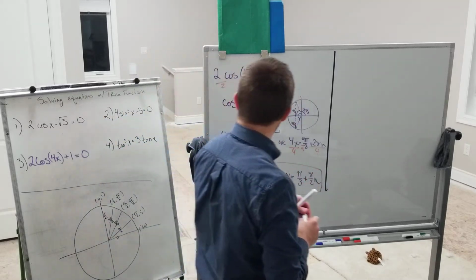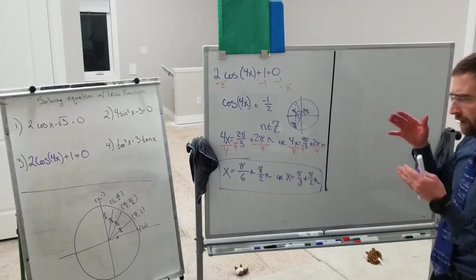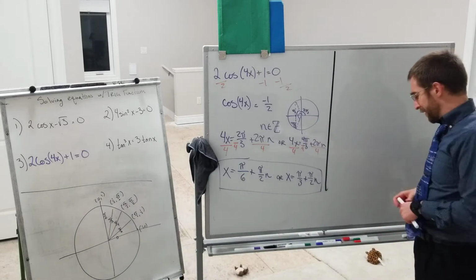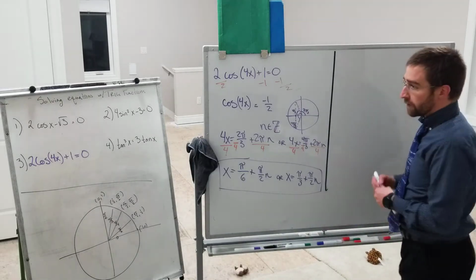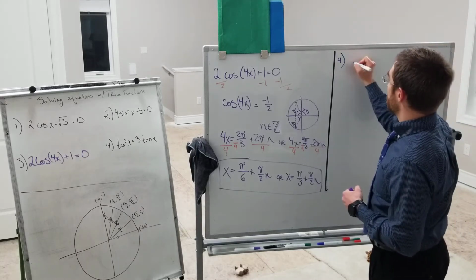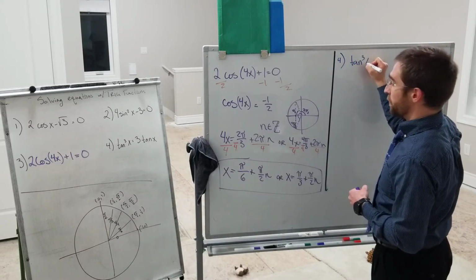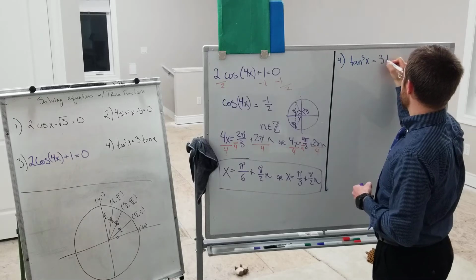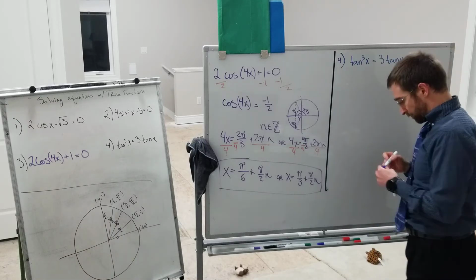Awesome. Cool, cool. Lastly, let's do problem 4 here, and then we'll call it good. So problem 4, we have tangent to the third x equals 3 tangent x.